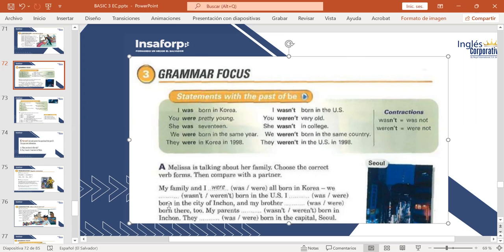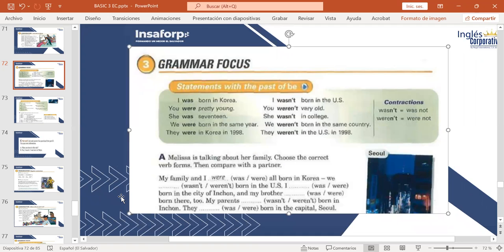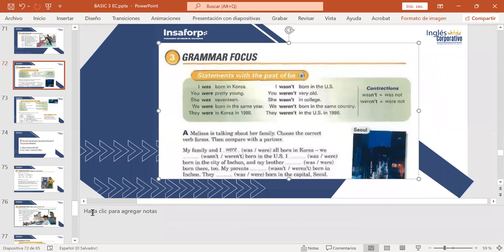Well, let's make a review of the topic. We're studying a statement with the past of be. So yesterday we said that the pronouns I, he, she, and it, we're gonna use was. Remember? Like I was, when I was five, when I was at school, when I was seven, when I was in high school, when I was, I don't know, in a place.